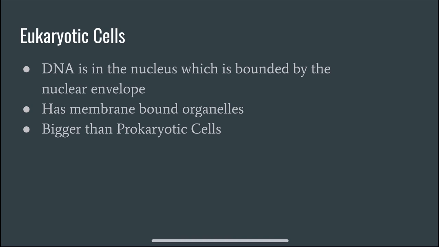And for eukaryotic cells, the DNA is in the nucleus, which is bounded by the nuclear envelope. And in eukaryotic cells, it does have the membrane-bound organelles. So going back to the refrigerator example, there would be containers for your soup, vegetables, everything. And also, eukaryotic cells are bigger than prokaryotic.